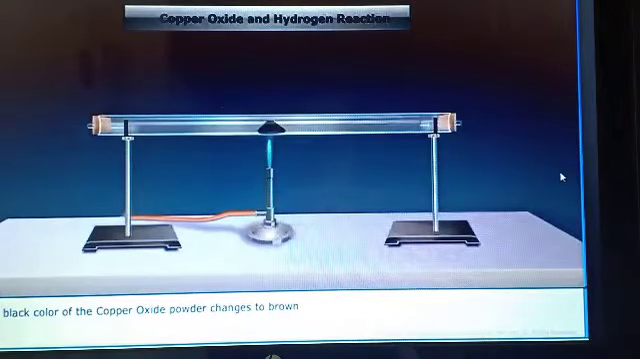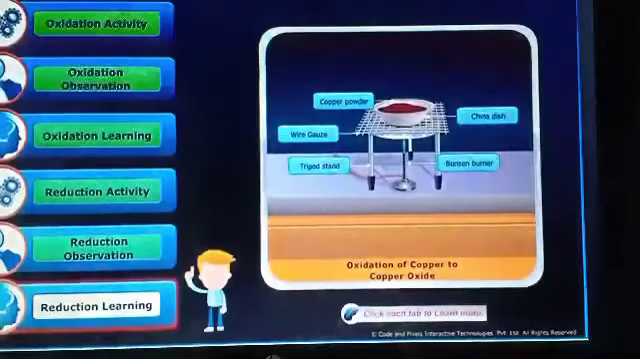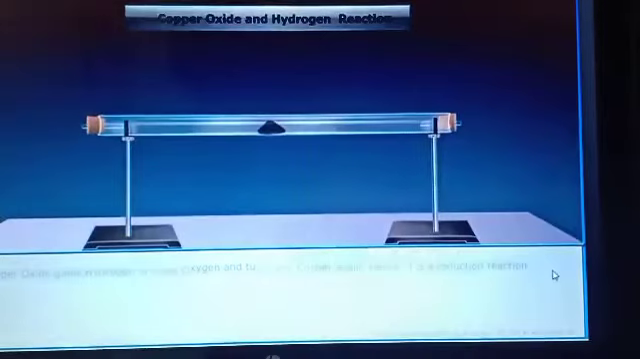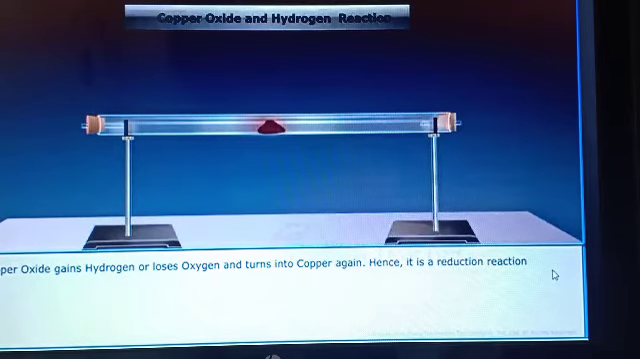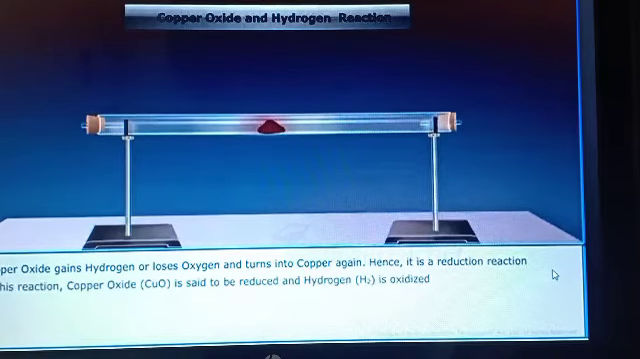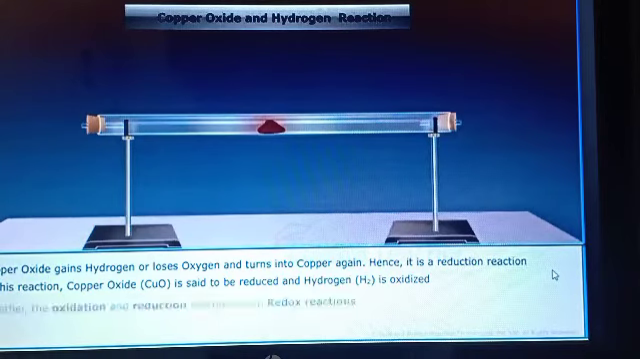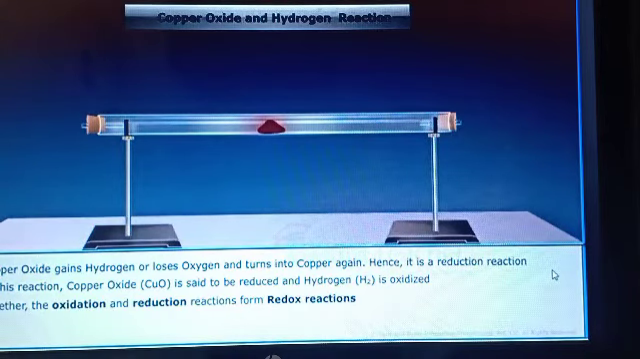Now let's see the observation. After this reaction, the black color of the copper oxide powder changes to brown. Now reduction means that the copper oxide gains hydrogen, or you can say loses oxygen, and turns into copper again. Here the hydrogen is added and the oxygen is released. That's why this process is considered a reduction reaction. Together, oxidation and reduction are considered a redox reaction.